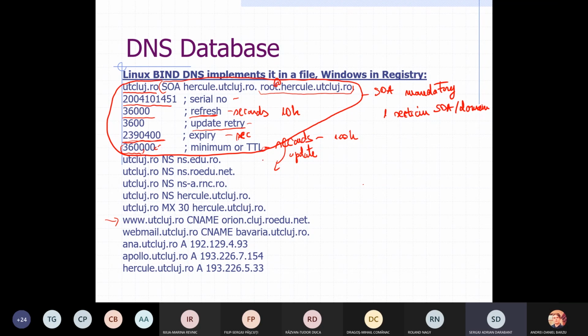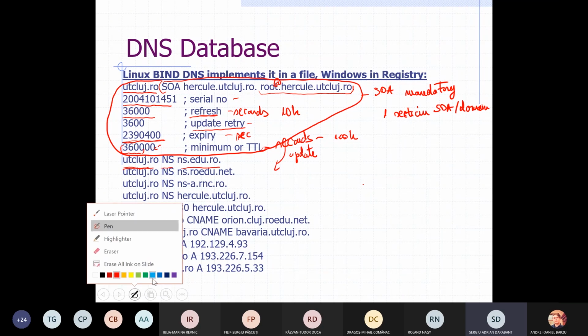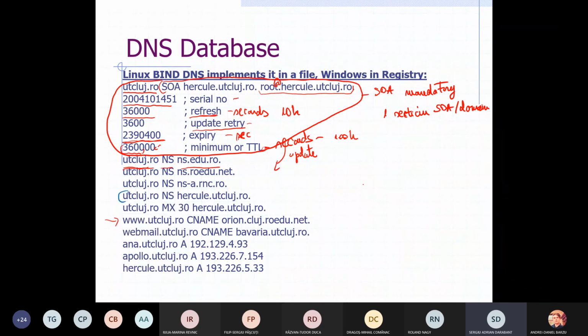So this is the information contained in the SOA file, and then we have the actual DNS records. Type NS: ns.edu.ro. You can see that the main one, which is the master DNS server, is also specified here. And then utcluj.ro has other 1, 2, 3 DNS servers. It has one MX record, that's email.